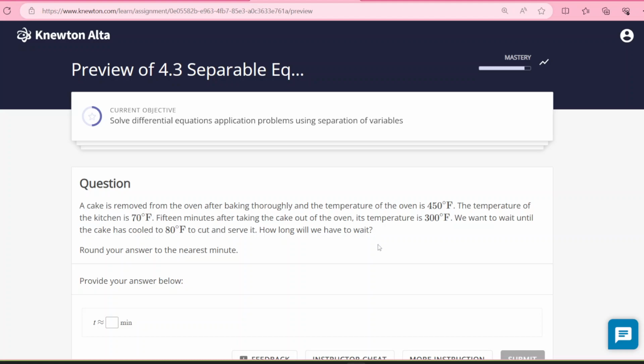All right, so this is basically the same problem as the pie problem. The only major difference is these initial temperature and 15-minute temperatures. Everything else is pretty much the same.